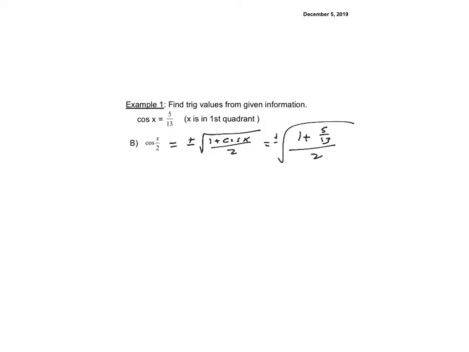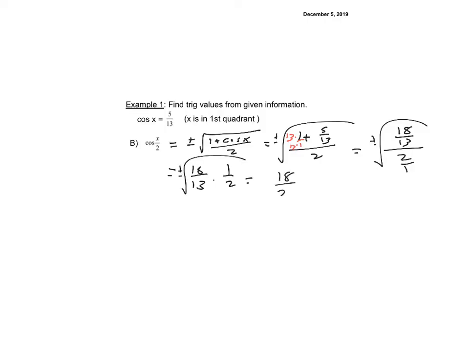We need to get a common denominator. A common denominator here is going to be 13. So 13 plus 5 is 18/13, divided by 2. Let's change that into a multiplication problem, so it becomes 18/13 times the reciprocal of 2 over 1, which is 1 over 2. Multiply our numerators, multiply our denominators. I'm going to reduce that down.